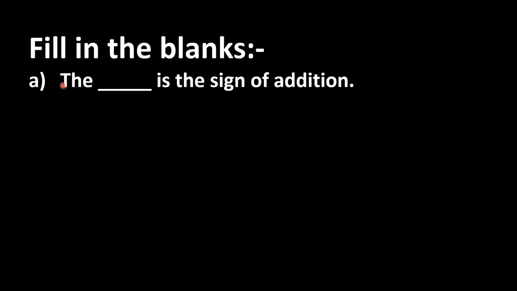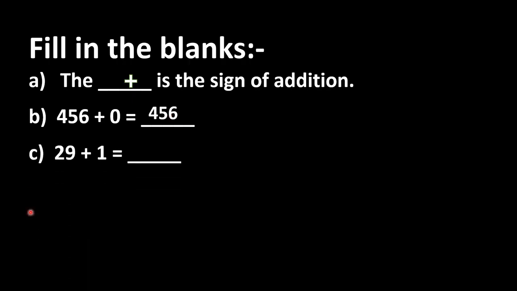Now the next is fill in the blanks. So here in A part it is given the dash is the sign of addition. Sign of addition कौन सा होता है बेटा? That is this plus sign. Okay. Now in B part 456 plus 0 is equal to dash. So here we are adding 0, and when we add 0 to any number we get the number itself. So we will write here 456.